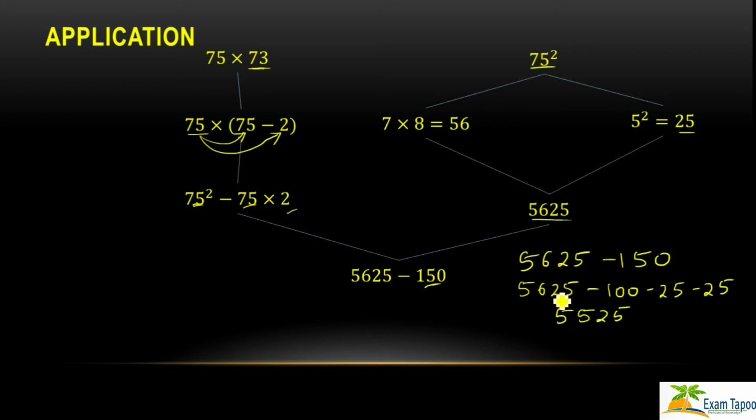Subtracting 100 is easy. The 2 and 5 just get carried forward as they are, and you just subtract 1 from 6. It will give you 5525. Then minus 25, and minus 25 again. If I subtract one of the 25s, 5525 minus 25 gives you 5500. And then I have minus 25 again.